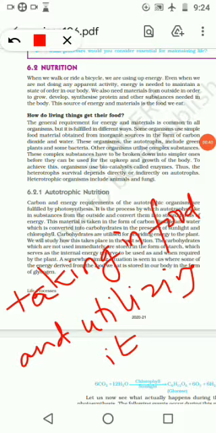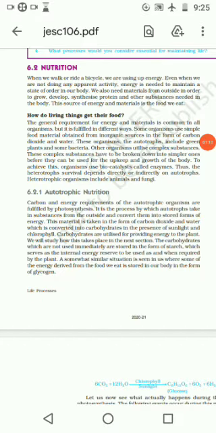Okay, so some organisms use simple food materials obtained from inorganic sources in the form of carbon dioxide and water. So these organisms are autotrophs. Autotrophs are those who make their own food. Others, which depend on other organisms for their food, are known as heterotrophs. The organisms use biocatalysts or enzymes. Thus heterotroph survival depends directly or indirectly on autotrophs.